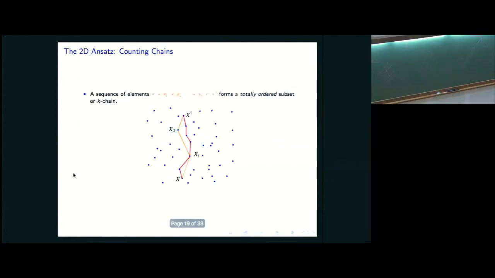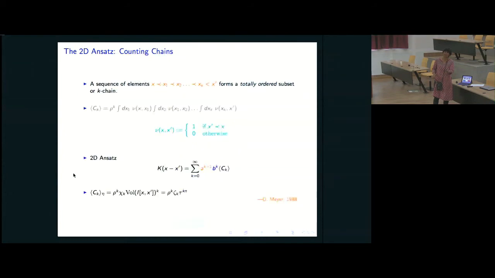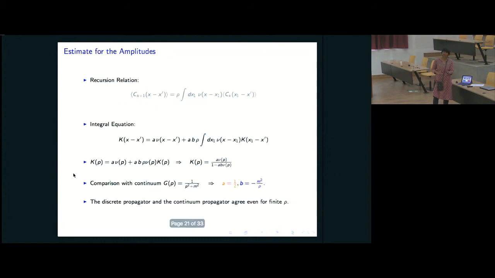just in 2 dimensions, if you look at this, all I have is a volume, so this is just the 2-dimensional propagator. The volume element comes in when you look at the 4D case. You can actually find that they agree even for finite rho in 2 dimensions. So you can reconstruct from the discrete structure the entire massive propagator.